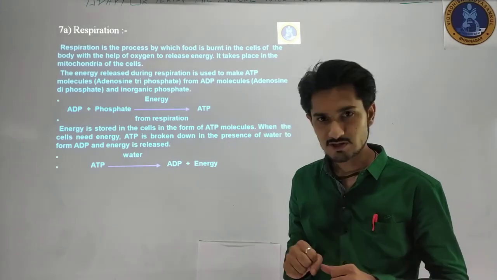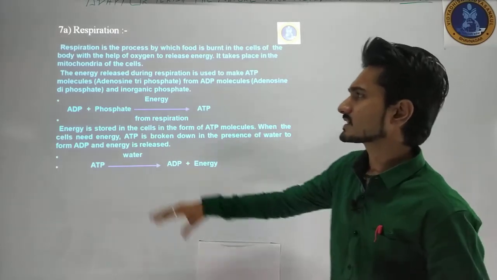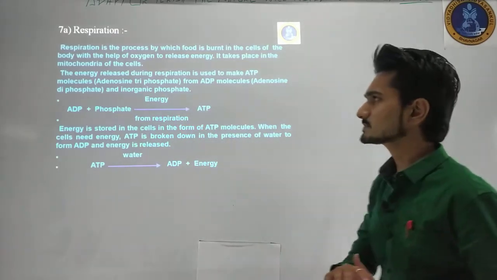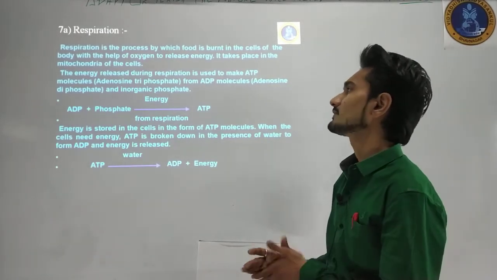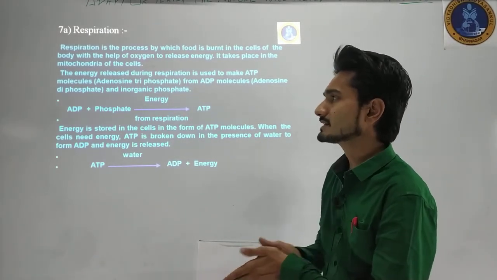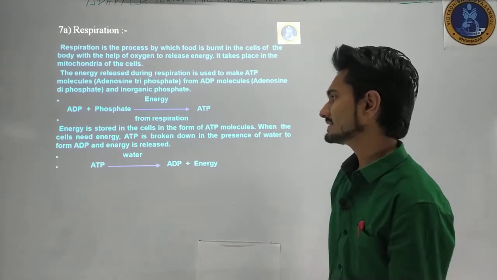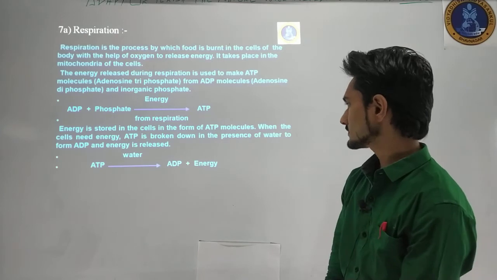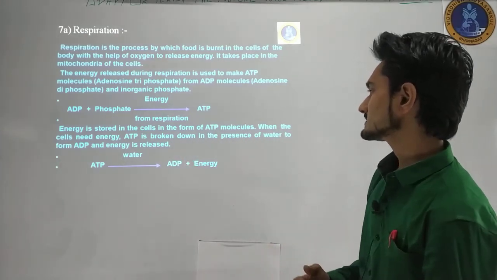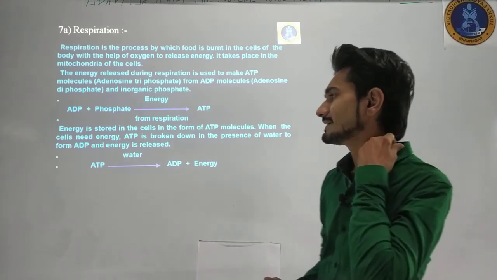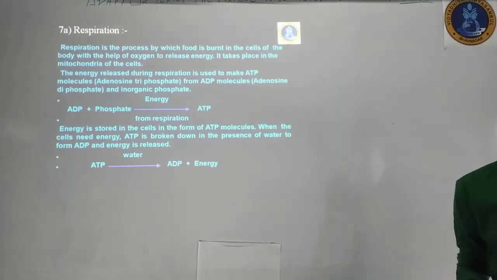And this is the scenario that we are doing. The energy released during respiration is used to make ATP molecules, adenosine triphosphate, from ADP molecules, adenosine diphosphate, and inorganic phosphate. Okay, so energy is stored in the cells in the form of ATP molecules. When the cells need energy, ATP is broken down in the presence of water to form ADP, and energy is released. Okay, so that is the simple phenomenon that happens.